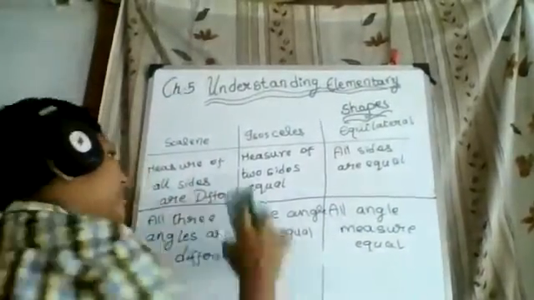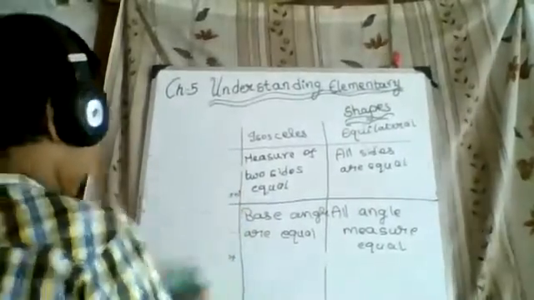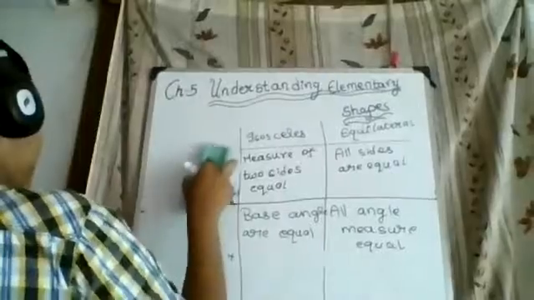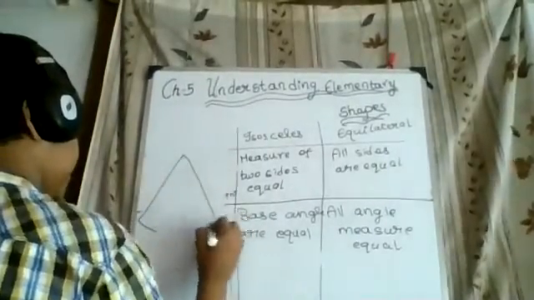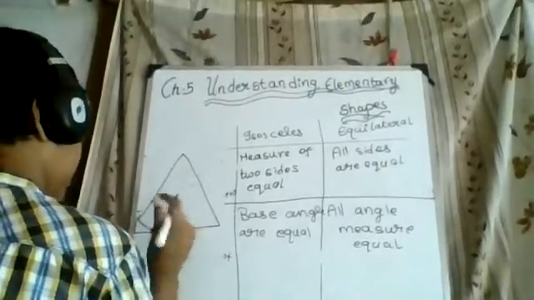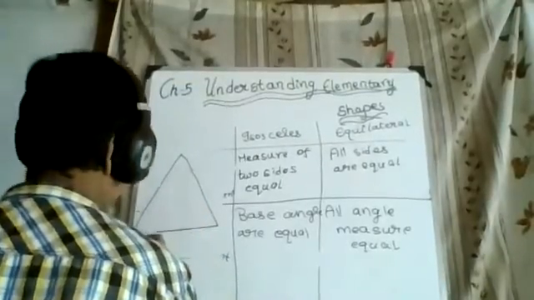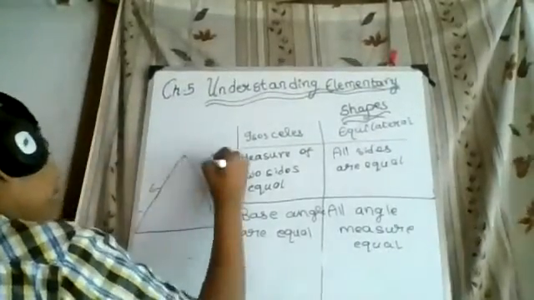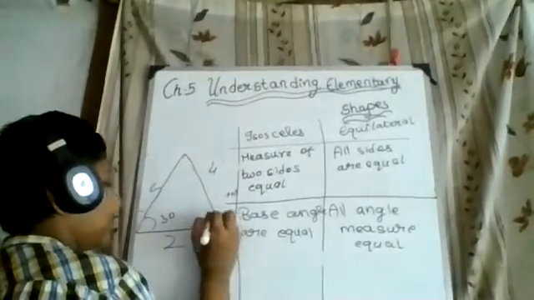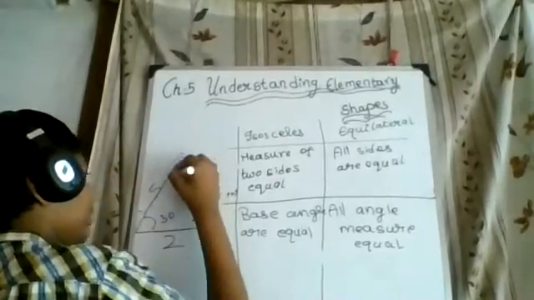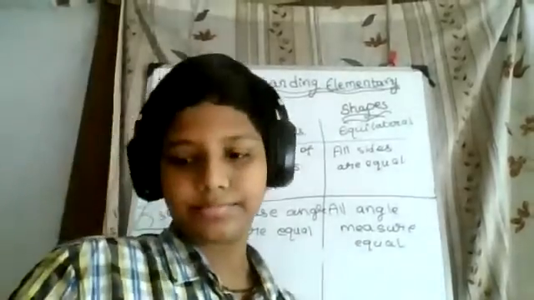Next, let us see the diagram of scalene triangle. See, now this is a triangle, and the sides are 5, 4, 2, and the angles are 30, 40, 50. If the triangle is of this type, it is known as scalene triangle.